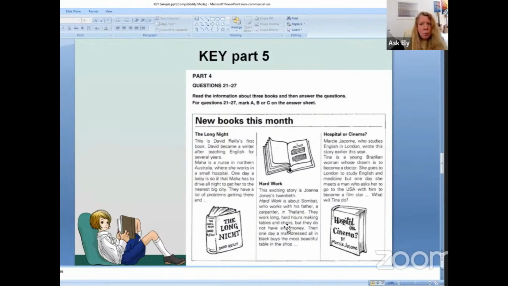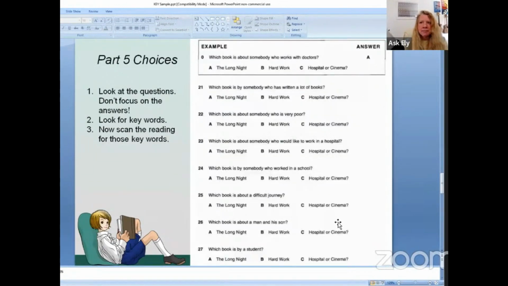So when we skimmed this, looking for those words, we see father, right? He works with his father. That would be son, right? So we know this would be about a father and son. So if we look at this, which book is about a man and his son? Would be B, right?